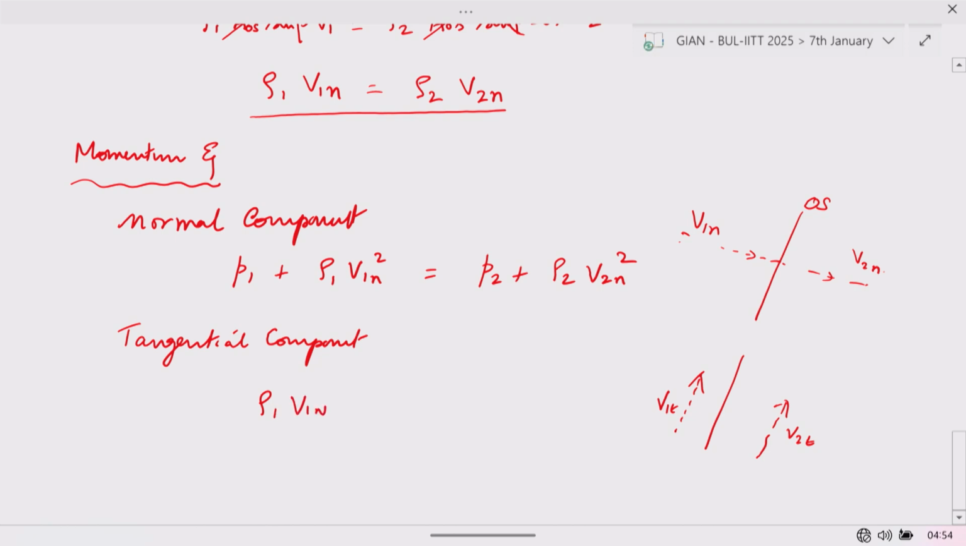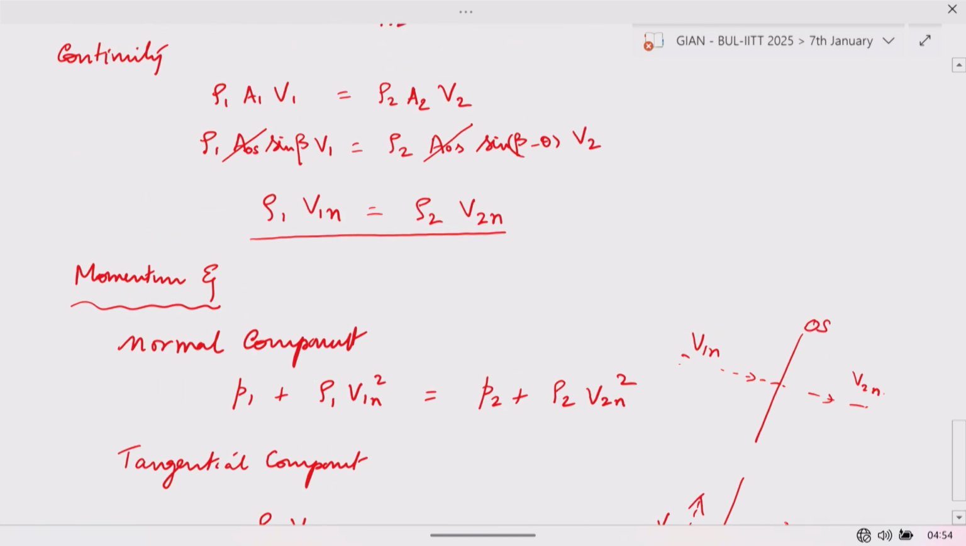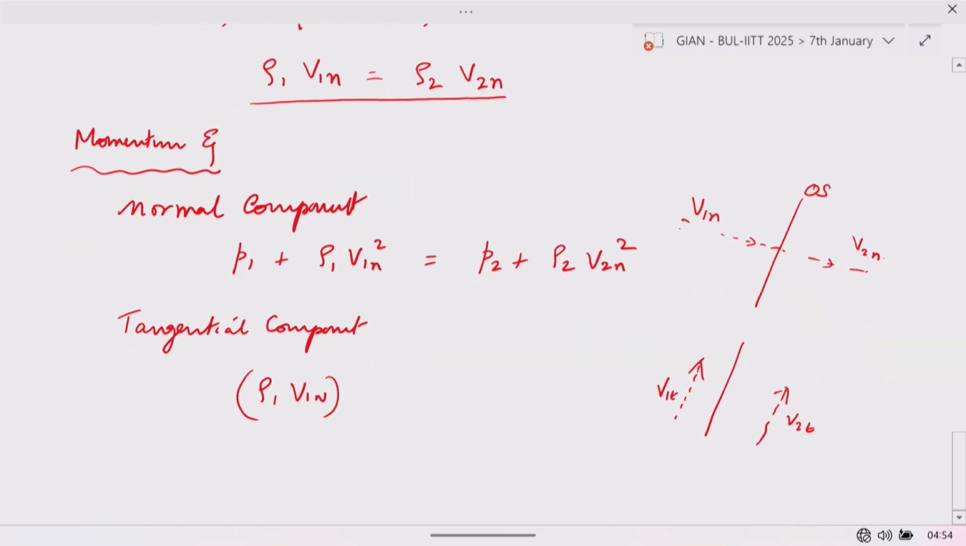which is nothing but the tangential component with the mass flow rate rho 1 V1n. That is what we see here from the continuity equation. This is the mass flow rate before, mass flow rate after. So mass flow rate into the velocity V1t, tangential component before, should be equal to the mass flow rate after, rho 2 V2n into V2t.